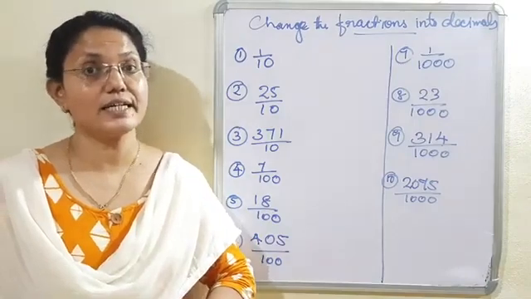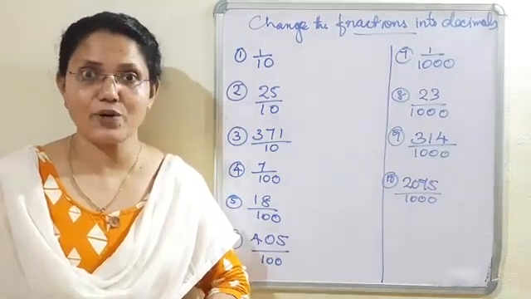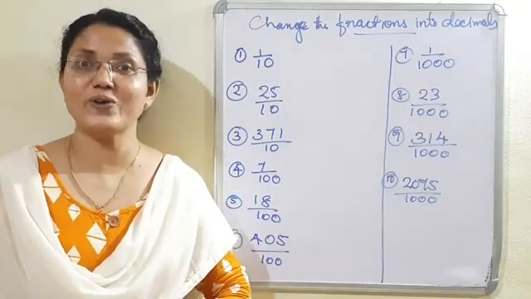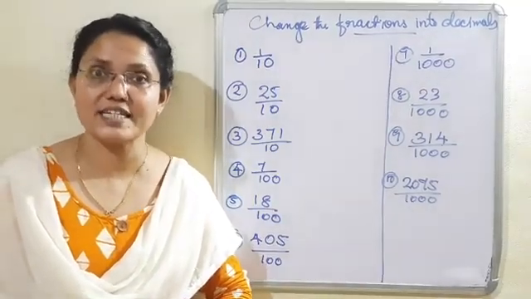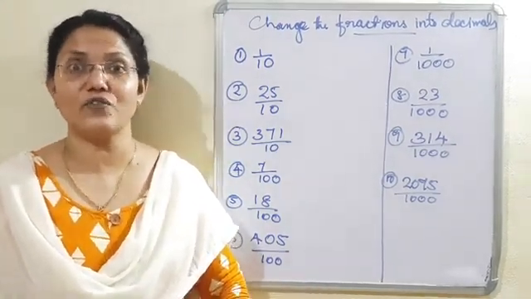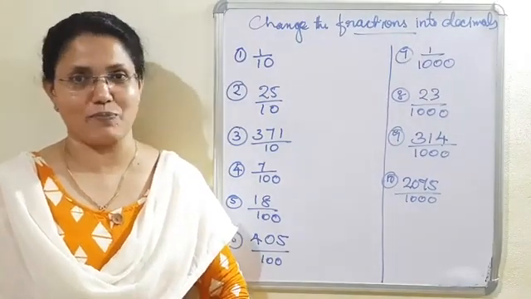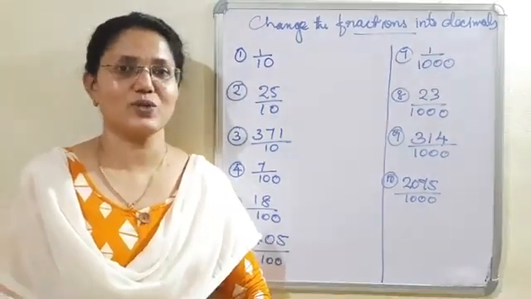If the denominator is 1000, there should be 3 decimal places. If the required number of decimal places are not there, you have to insert a sufficient number of zeros on the left side of its numerator. Then you have to insert the decimal point. Okay, now we can do these questions.